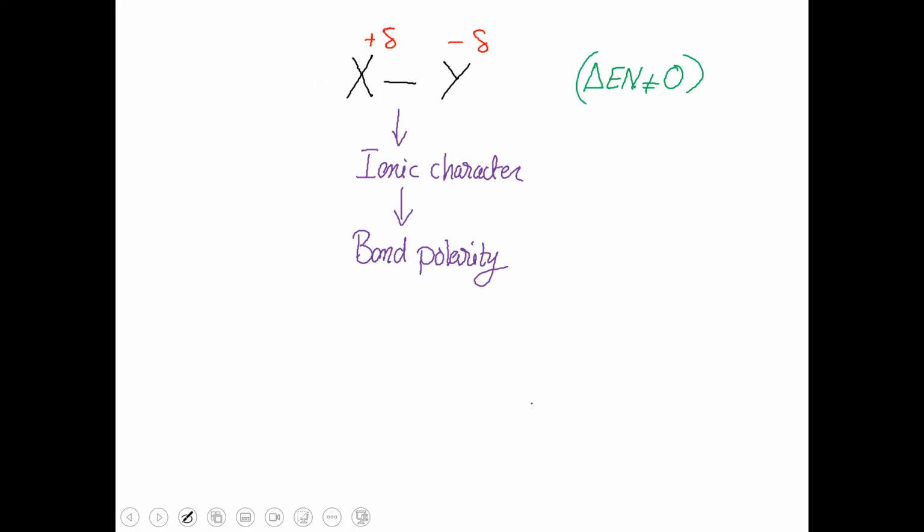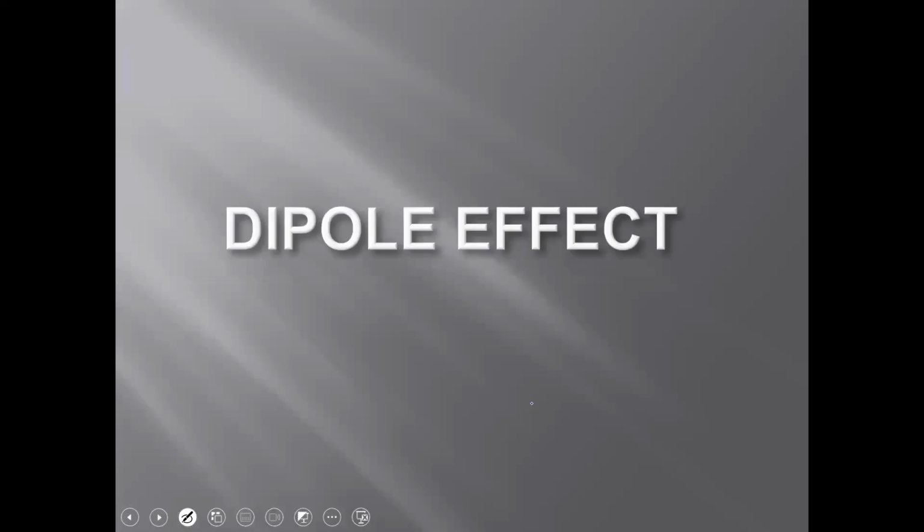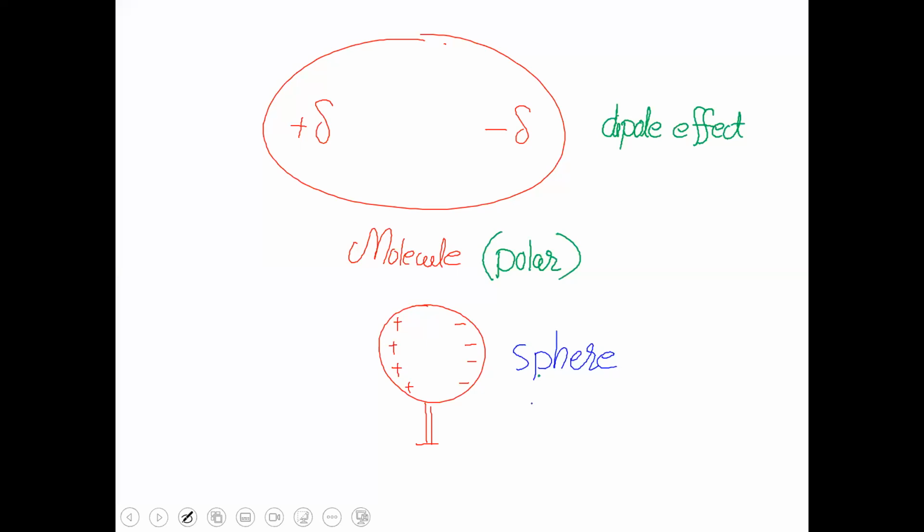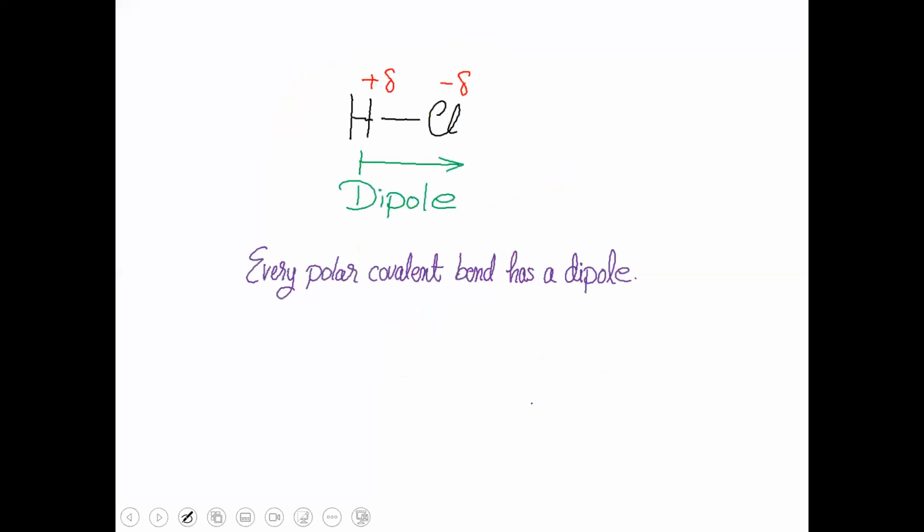So in any bond, if the electronegativity difference is not zero, there will be some ionic character. Now give the heading dipole effect. Dipole means a dual polarity. This is called a polar molecule. It is just like in physics, when a sphere has negative and positive charges, this is called dipole effect. So in hydrogen and chlorine, this is a polarity, and every covalent bond has a dipole. Dipole means one positive terminal and one negative terminal. You have to copy this.